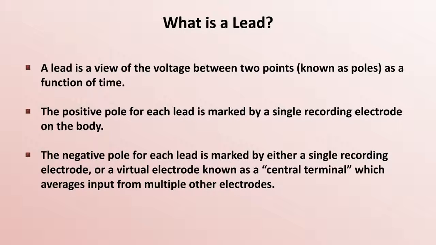Although they are frequently used interchangeably, a lead is not the same as an electrode. An electrode is the physical conductive sticker attached to either the chest wall or a limb through which electrical potential is measured. Different leads, that is, different combinations of positive and negative poles, allow the clinician to view the heart's electrical activity from different directions.